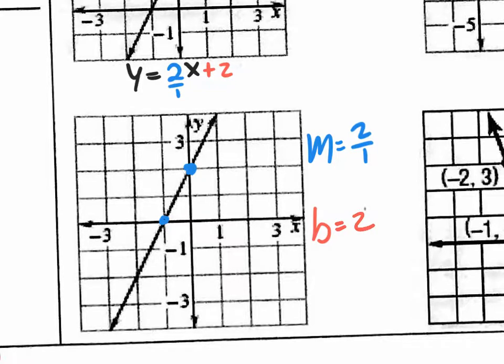So what's our equation going to be? It's going to be y equals mx plus b, 2 over 1 x plus 2. Or you could have just said y equals 2x plus 2.